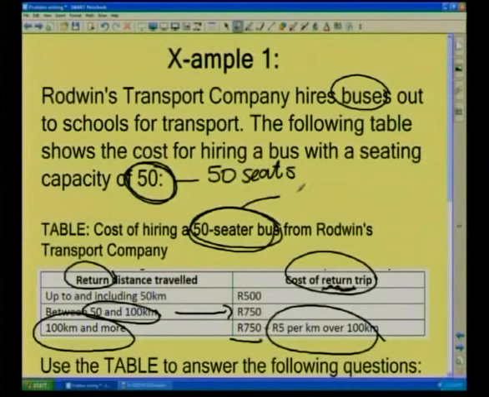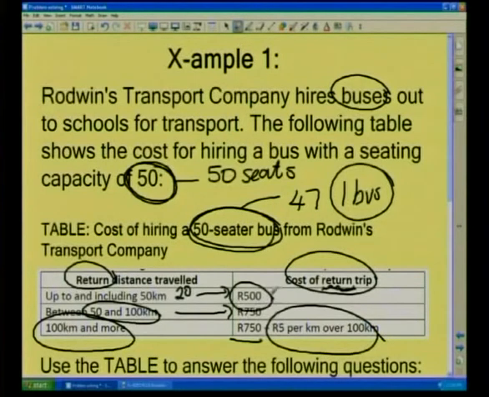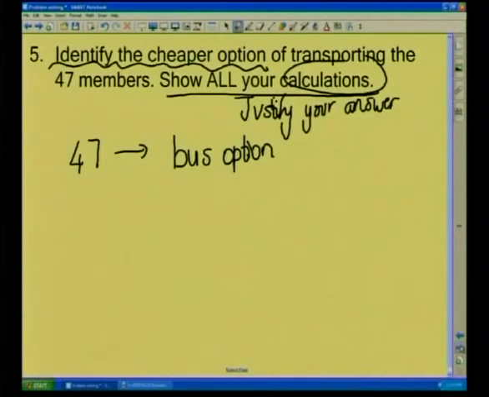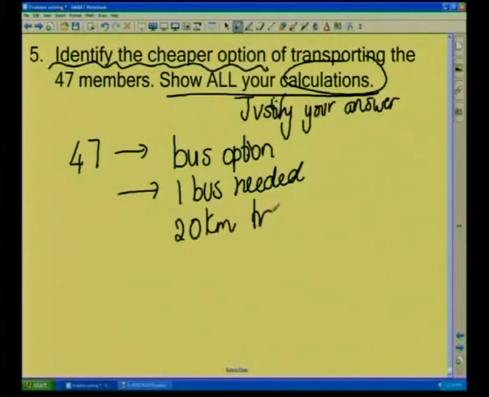Okay, 47 children will fit on one bus. And we are going 20 kilometers, so the one bus will cost us 500 Rand. So let's fill that information into our question. So one bus is needed, 20 kilometers traveled, therefore cost is going to be 500 Rand.